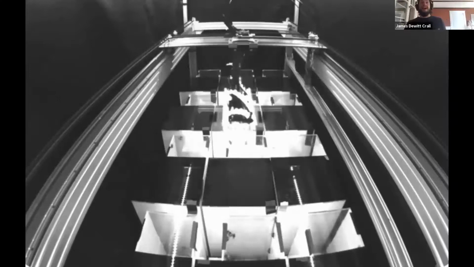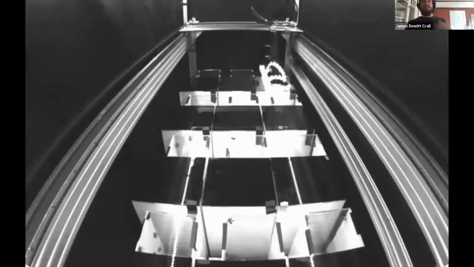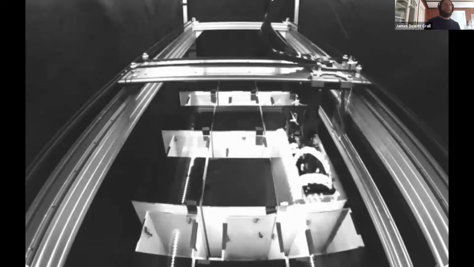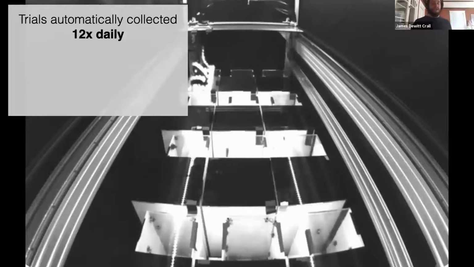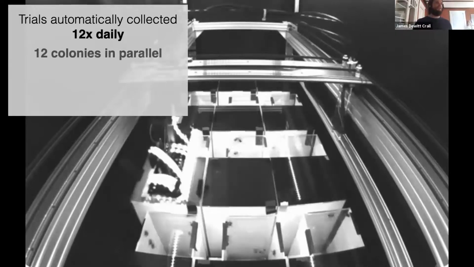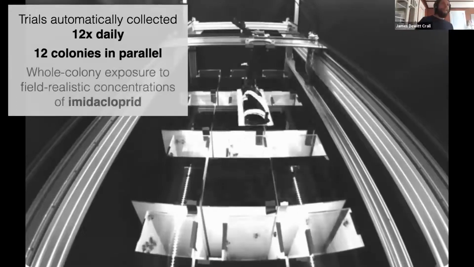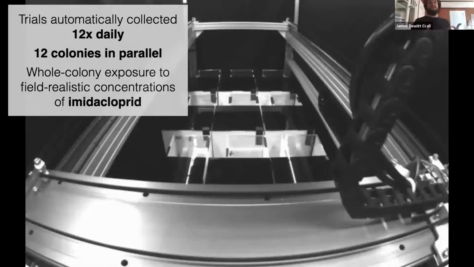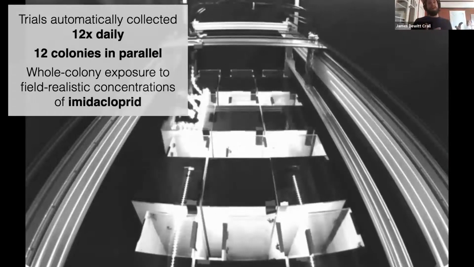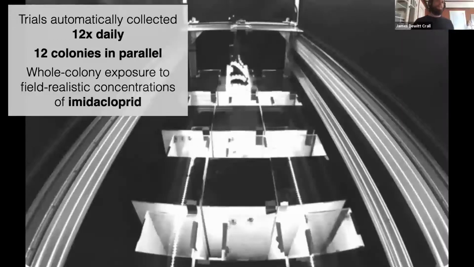And this is now just a time lapse of that system. So we let this go continuously. We get about 12 trials a day for each colony, these quick 5-minute trials. We can monitor 12 colonies in parallel. And this gets us up to the level of replication where we can start doing whole colony replicates as our paradigm.